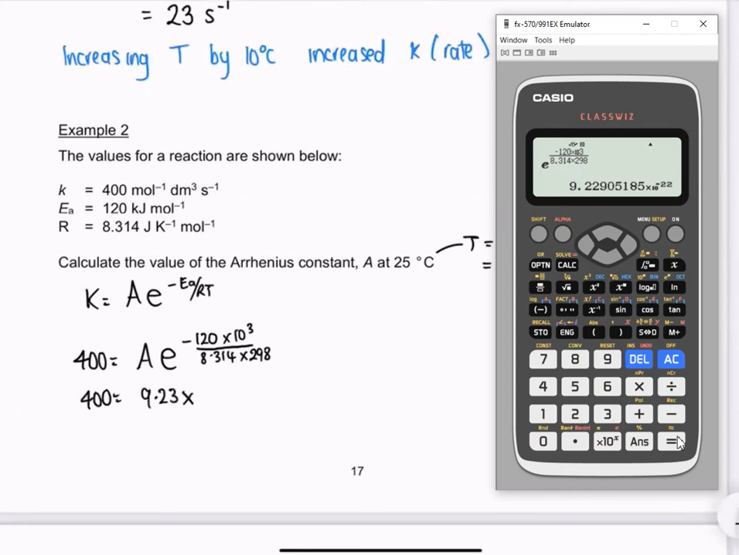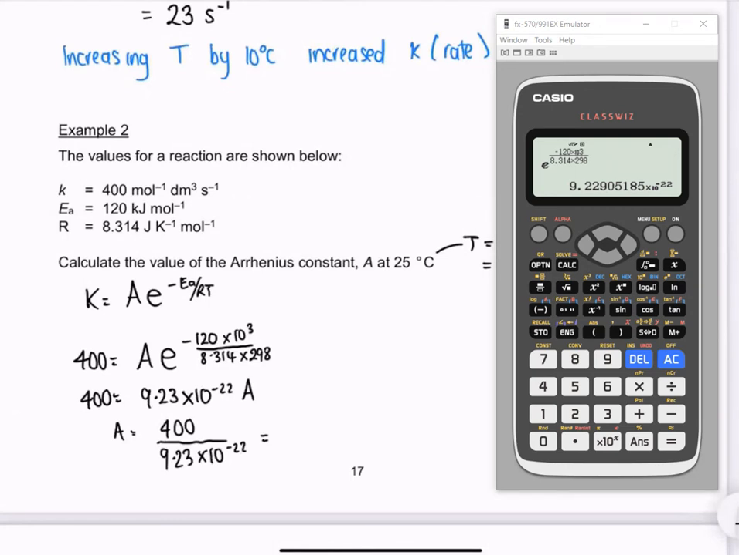Okay, so I'm going to leave that on my calculator now and just have 400 equals 9.23 times 10 to the minus 22 times A. So A equals 400 divided by 9.23 times 10 to the minus 22, which equals, so we're going to have a look at what that equals.